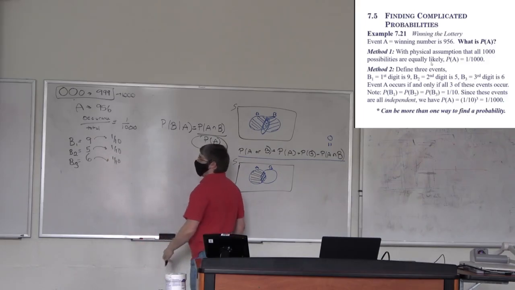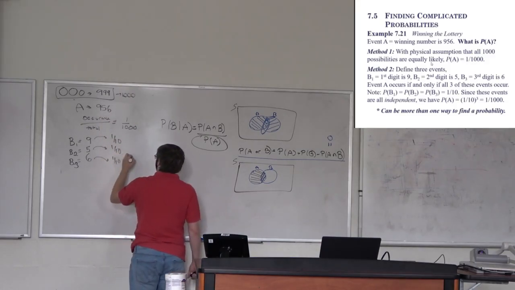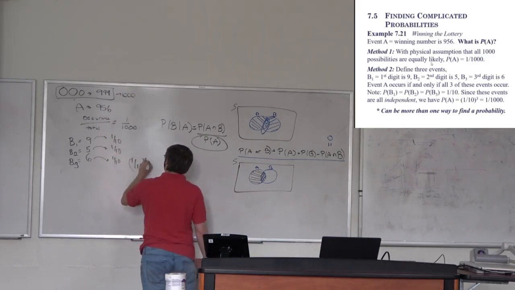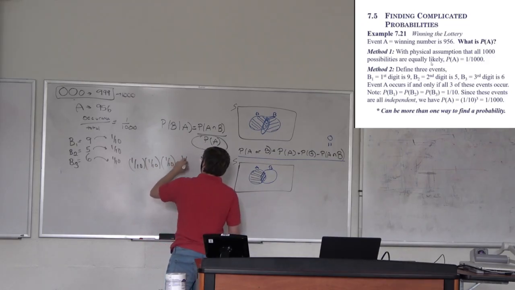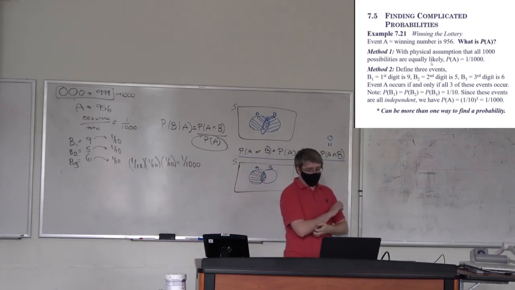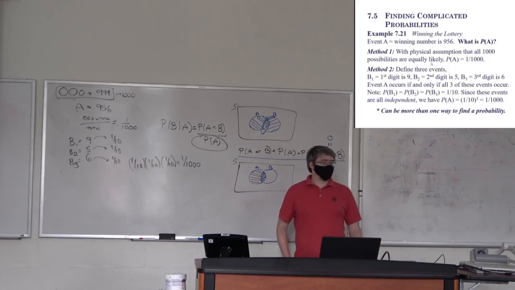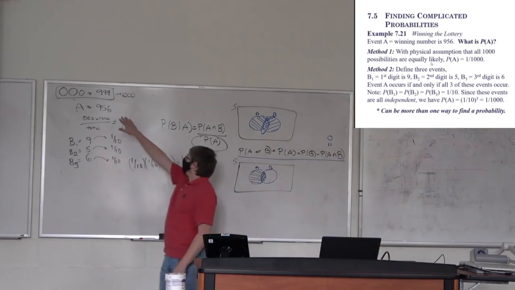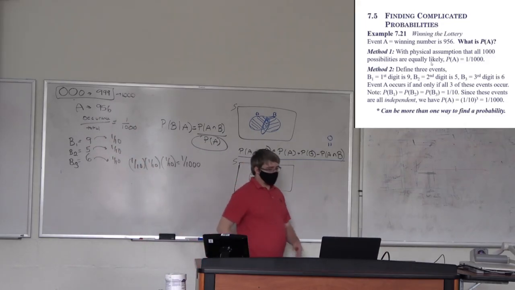And so to figure out the total probability of having 956, you would multiply these all together, and you just get 1 out of 1,000. So there's more than one way to figure out a probability besides having all of the total outcomes mapped out. You can split it up into subproblems.